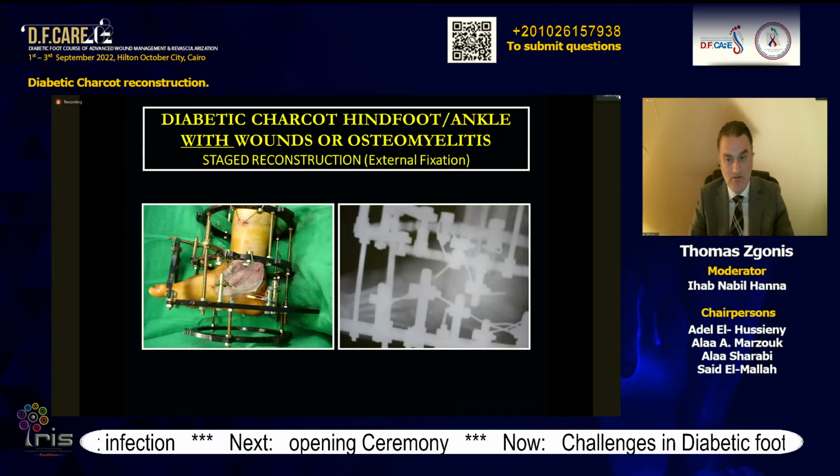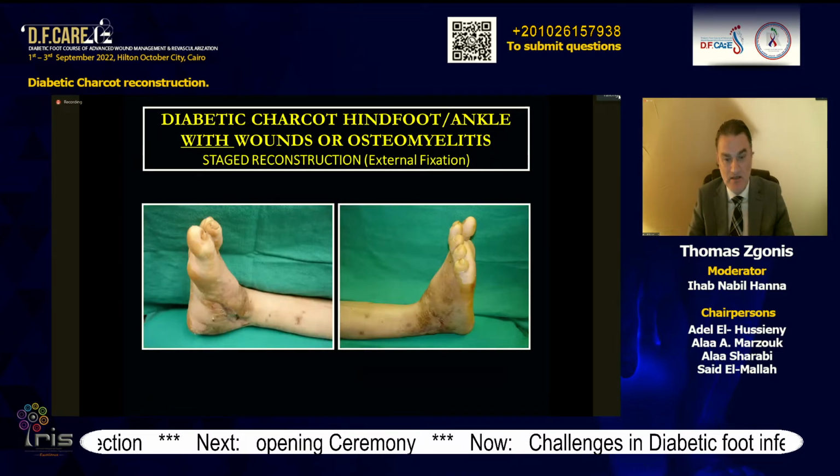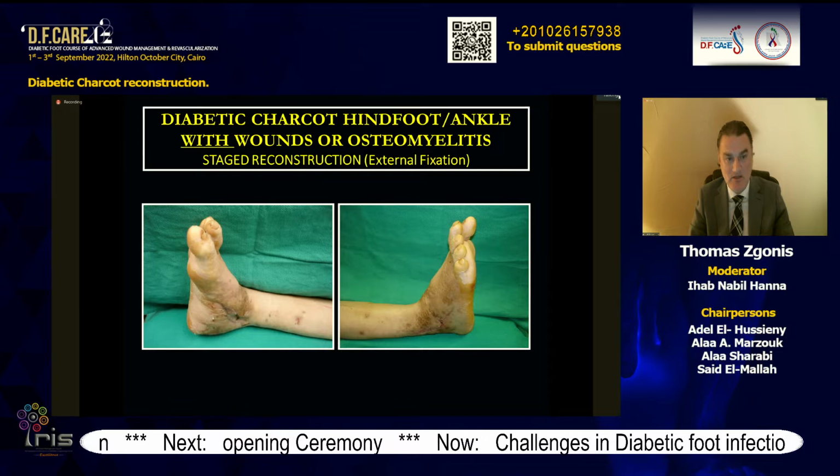Here is the compression, and here's the long-term salvage outcomes on these patients with wounds or osteomyelitis on the hindfoot ankle.